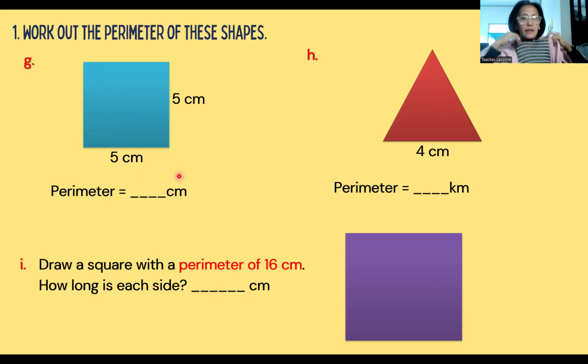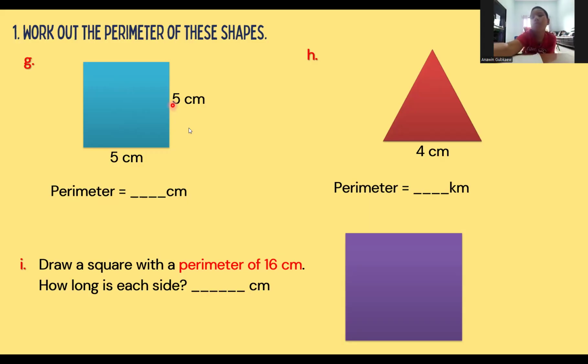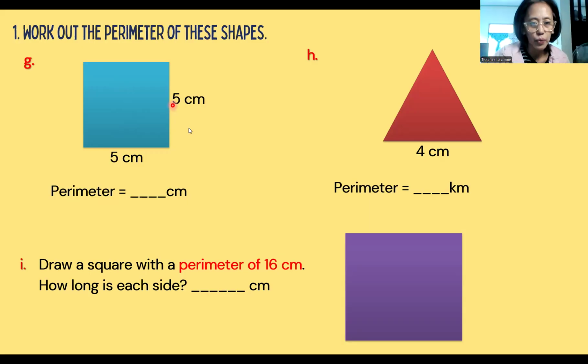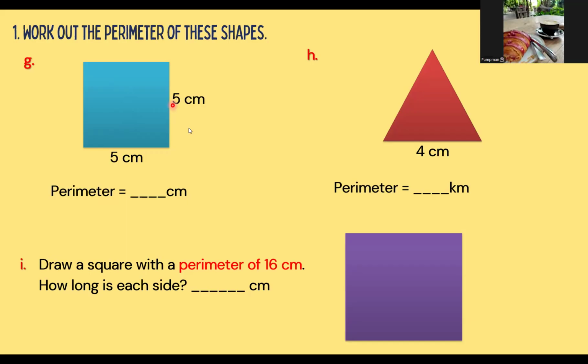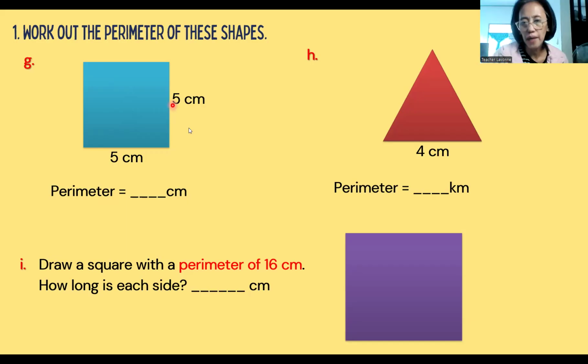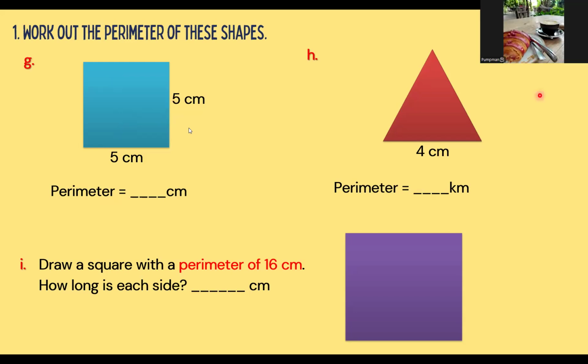Okay? Answer? Let's see, what's the answer in the chat? 20 cm, 20 cm, 20, 20. Slow. Very slow. Who is very slow, Pamman? Teacher Love is slow? I don't know.